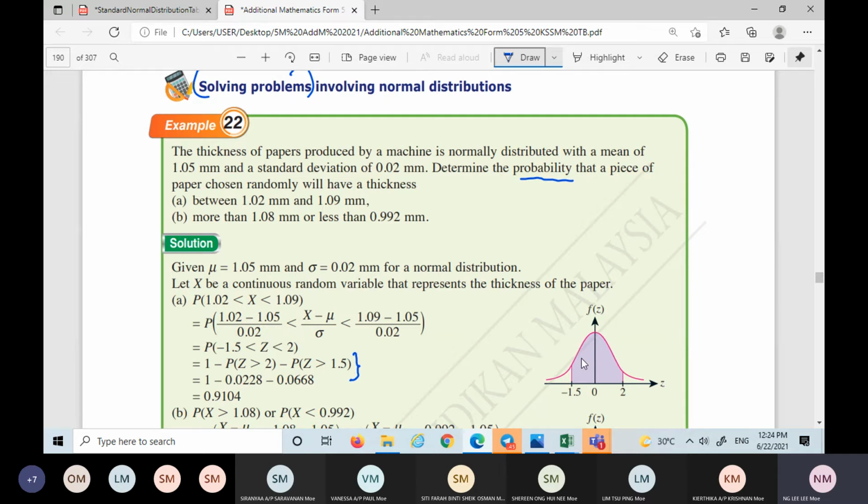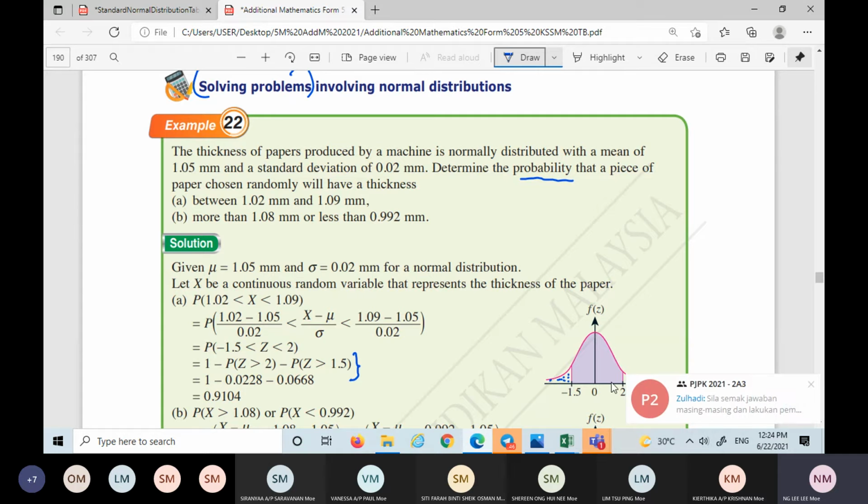You just show it through the sketch of the graph. So negative 1.5 to 2. Negative 1.5 is on the left of the 0, and 2 is on the right of the 0. So you mark these two lines, and in between you shade the area. Finding the probability means finding this area. So you use 1 minus this and 1 minus this, then you will get the answer.